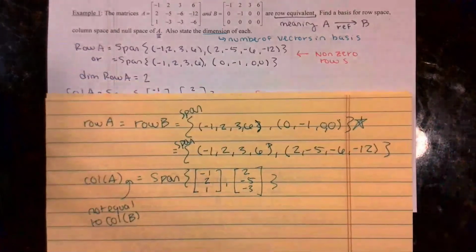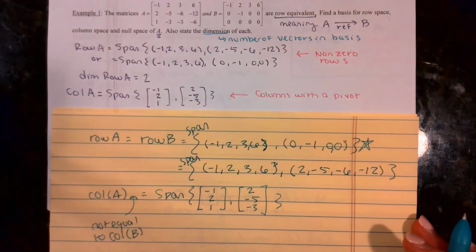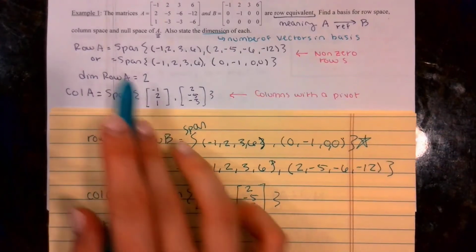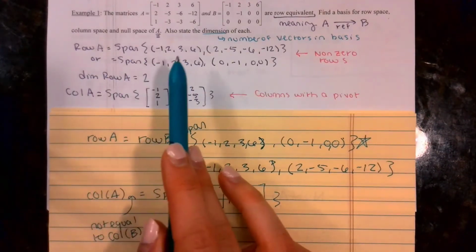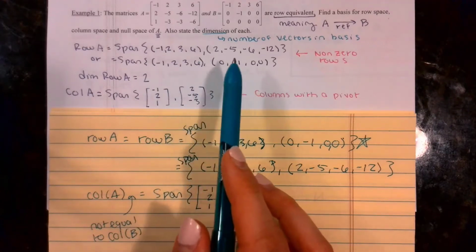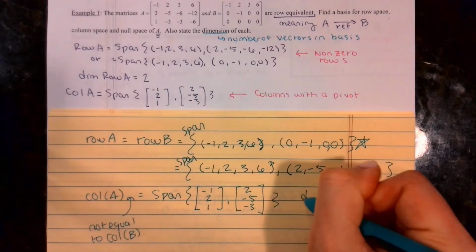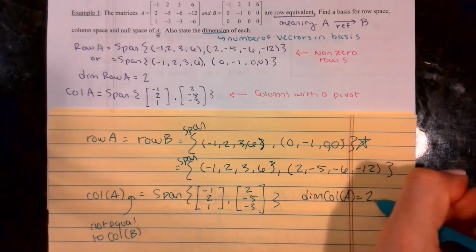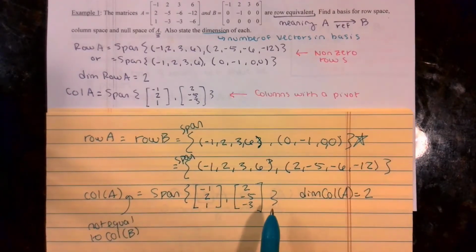Okay. All right. Oh, I forgot to write my dimension. Again, here, columns with pivot. The dimension of the row space of A and the dimension of the row space of B was 2 because there are two vectors in the basis, which means that the dimension of the column space of A is also 2 because there are two vectors in the basis.